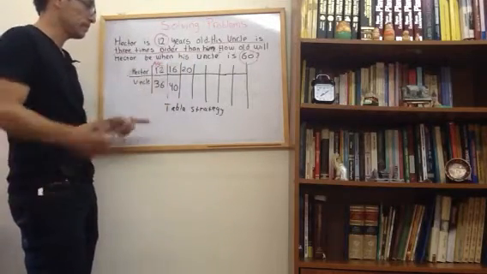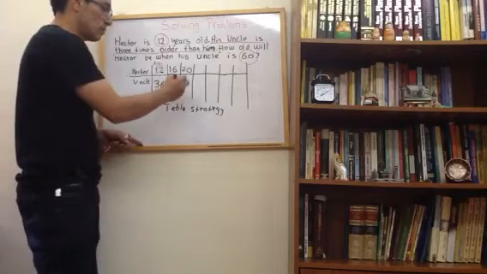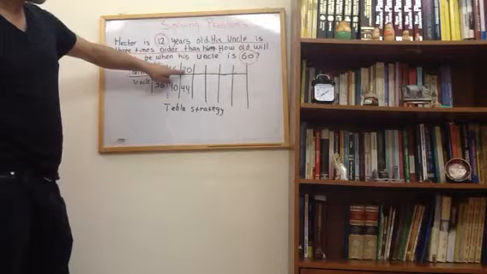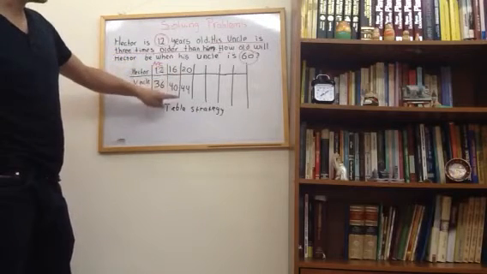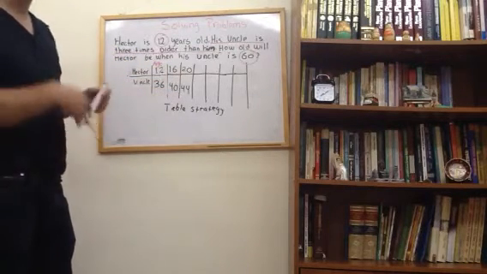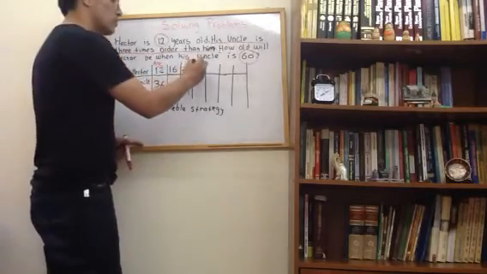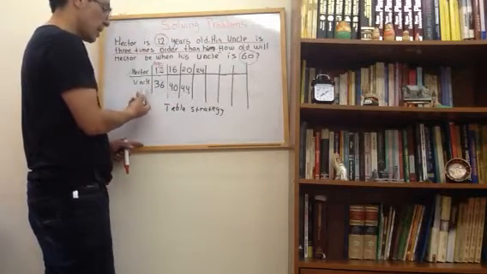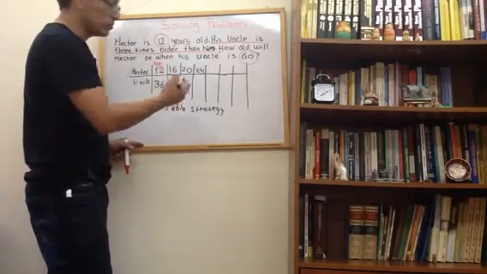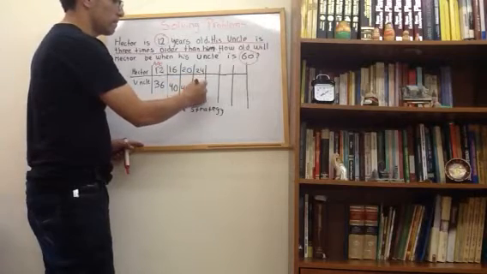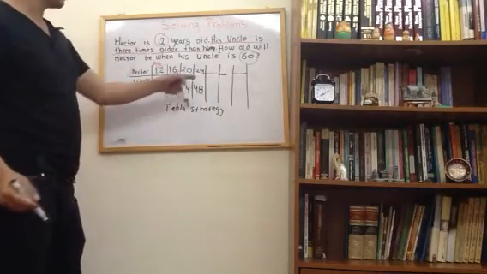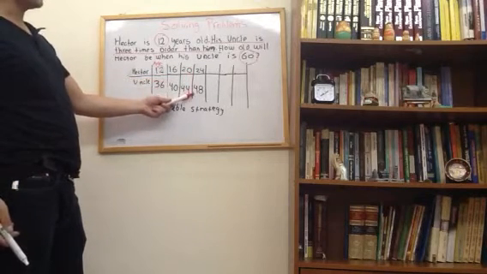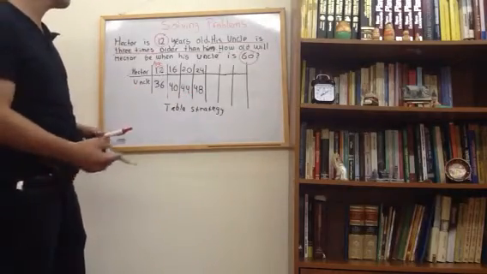16 plus 4 is 20. 40 plus 4 is 44. At this point, Hector is 20 years old and the uncle is 44. Let's continue. 24, because 20 plus 4 is 24. Uncle, 44 plus 4 is 48. So as you can see here, at this point, Hector is 24 and the uncle is 48. Let's continue.